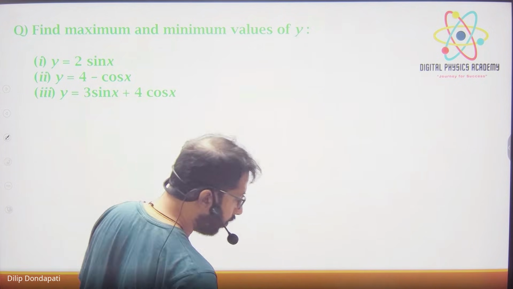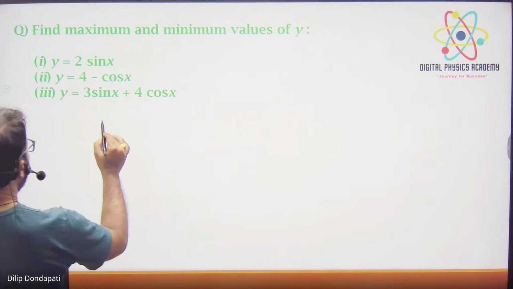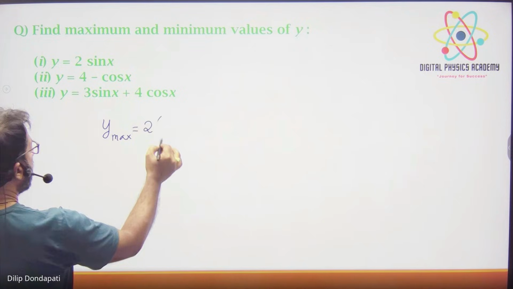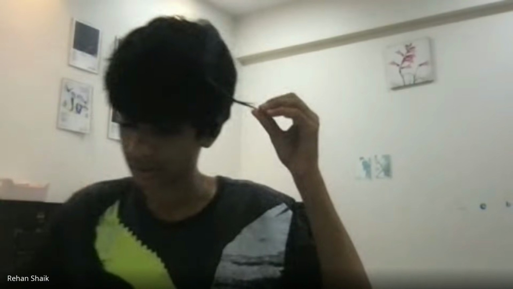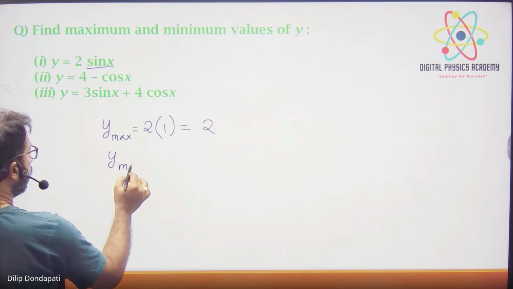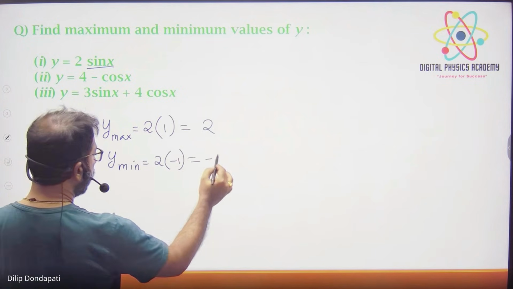So maximum value for the first one, how will you do it? Y max. 2 into sin 2x, and the maximum value of sin is 1, so 2 into 1. Okay, and y minimum value for the first function? It's -2. Correct. Like that you do.